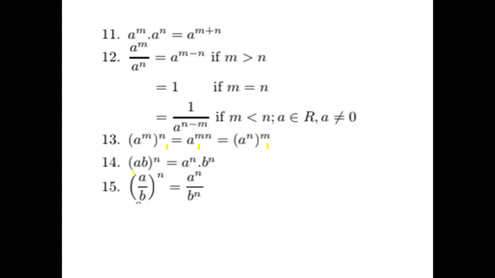Okay. Next, AB raised to N. So it is A raised to N into B raised to N. This power you can give to both of them, A and B, if they are multiplied. Next, A upon B raised to N. Again, that raised to N can go to both numerator and denominator: A raised to N upon B raised to N.